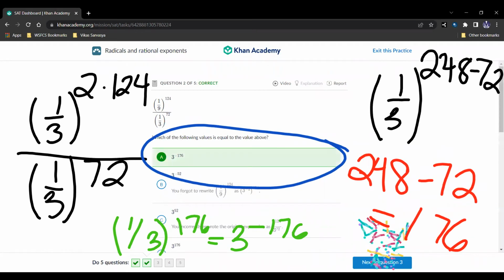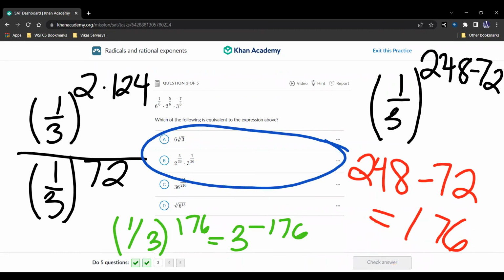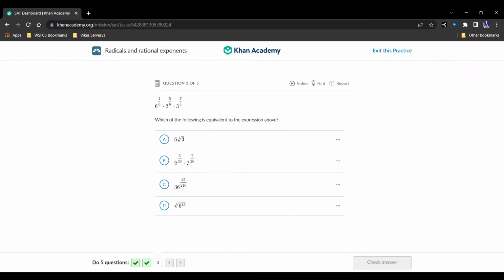And let's move on. All right, question number 3. Here it is. Given 6 to the 1/6 times 2 to the 5/6 times 3 to the 7/6. We're asked to find which of the following is equivalent to the expression above. This is certainly different from what we've looked at, but let's see what we can do.